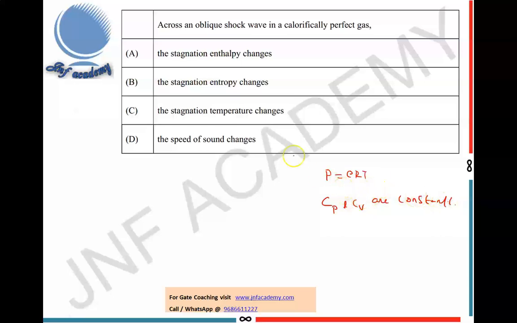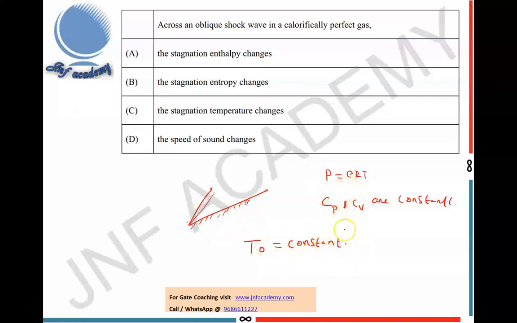So across an oblique shock wave in a calorifically perfect gas, what are the four options? Option A, B, C, D. The stagnation enthalpy changes. Basically, flow across a shock wave is an adiabatic process, right? If this is the oblique shock, the flow across the shock is an adiabatic process. So in an adiabatic process, your total temperature remains constant, which means T01 is equal to T02.